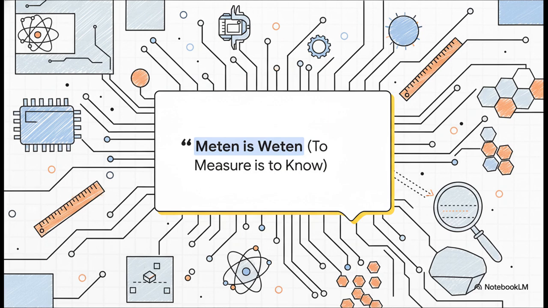You can imagine that this level of engineering requires a totally obsessive mindset. The company that builds these machines, ASML, has a guiding philosophy: meten is weten. It's Dutch for to measure is to know. And it makes perfect sense. You can't possibly control what you can't measure, especially when you're working at the scale of atoms.